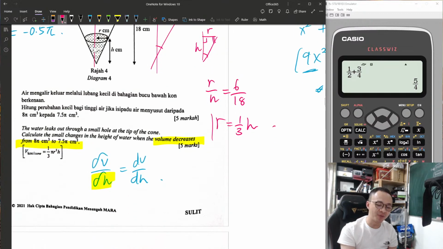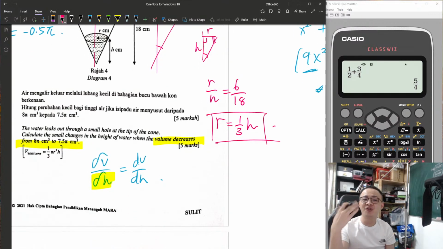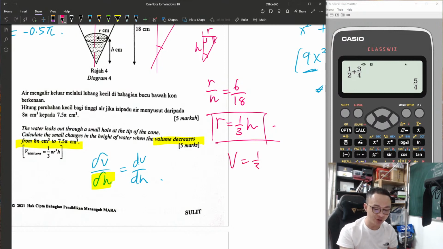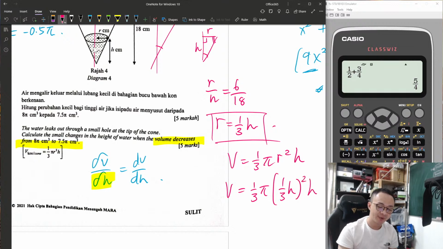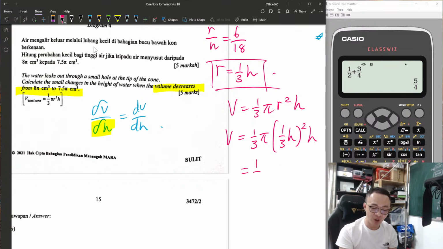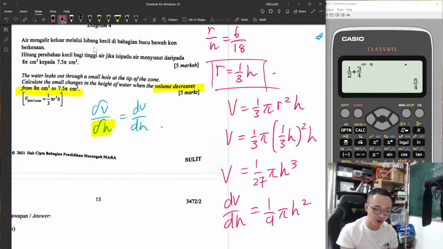Why do I want to form this? Because I want my equation for V in terms of h only, so that I can do dV/dh. The cone volume is 1 over 3 pi r squared h. Since I want it in terms of h, I will change my r. 1 over 3 squared is 1 over 9, and 1 over 9 times 1 over 3 is 1 over 27 pi h cubed. That is my V. Then right now I can easily do my dV/dh, which is 3 over 27, which is 1 over 9 pi h squared.